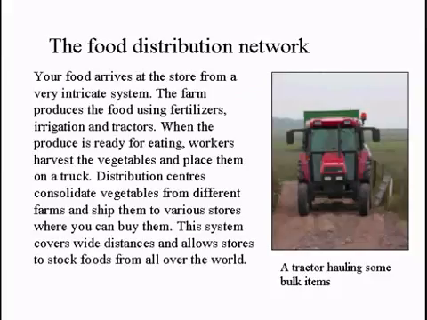The food distribution network. Your food arrives at the store from a very intricate system. The farm produces the food using fertilizers, irrigation, and tractors. When the produce is ready for eating, workers harvest the vegetables and place them on a truck. Distribution centers consolidate vegetables from different farms and ship them to various stores where you can buy them. This system covers wide distances and allows stores to stock food from all over the world.